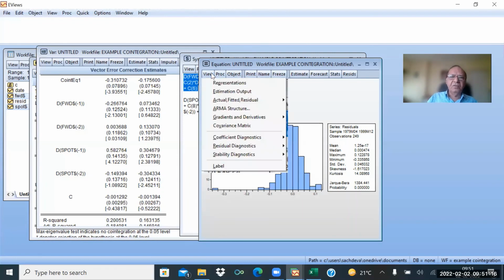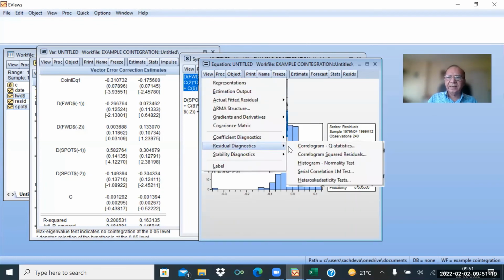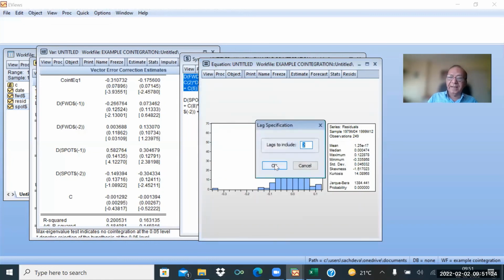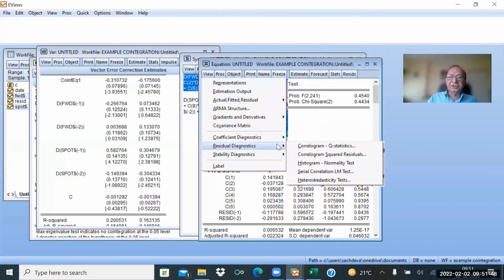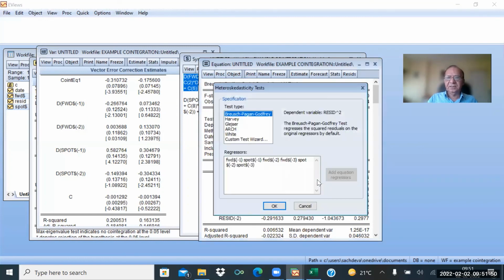Anyway, now we come to the residual diagnostic serial correlation LM test. We will use 2 lags. Let it be 2 lags. So this Breusch-Godfrey serial correlation LM test says there is no serial correlation. We cannot reject the null hypothesis. It is 0.443.